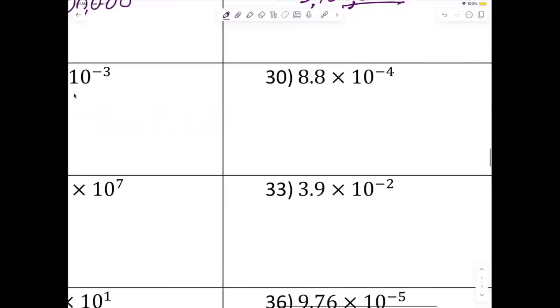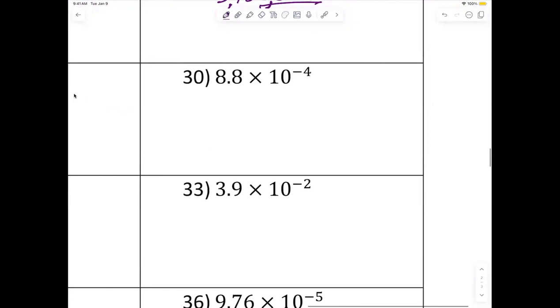All right, so let's check out 30. How many places do I move the decimal? 4 spots. So I need how many? 3 zeros. Decimal 1, 2, 3, 88. So somebody please calculate that for me. 88 hundred thousandths: tenths, hundredths, thousandths, ten thousandths, hundred thousandths. So she is correct. Does anybody have any questions with that?